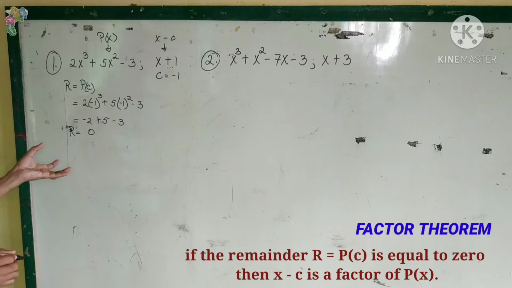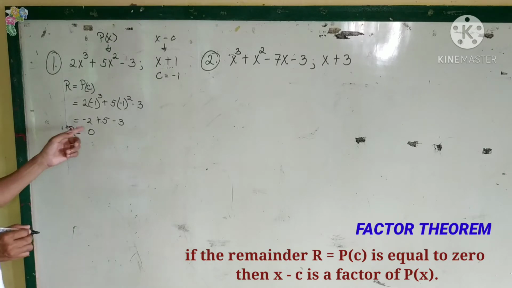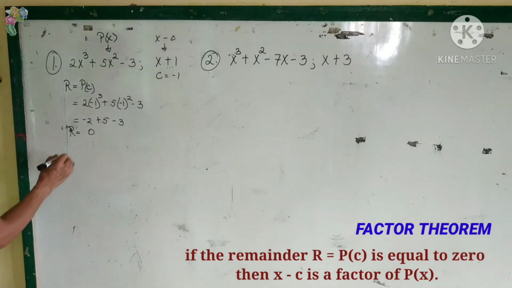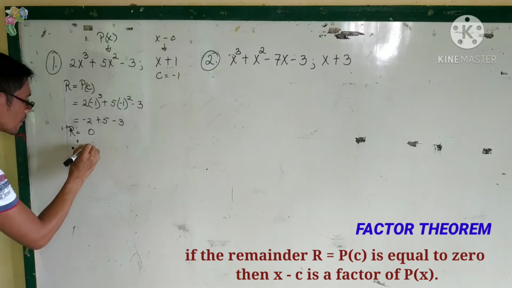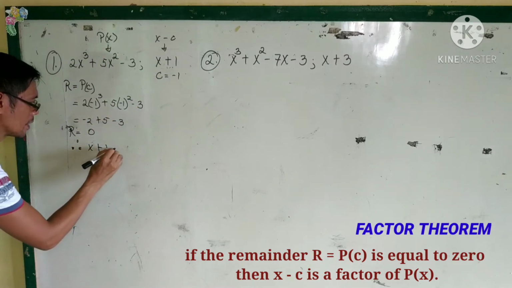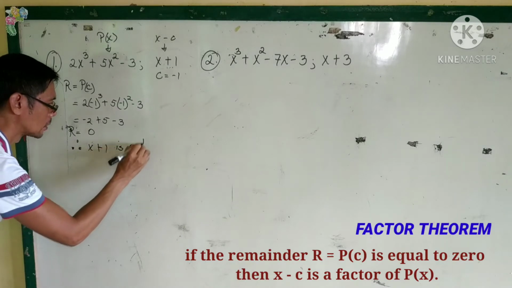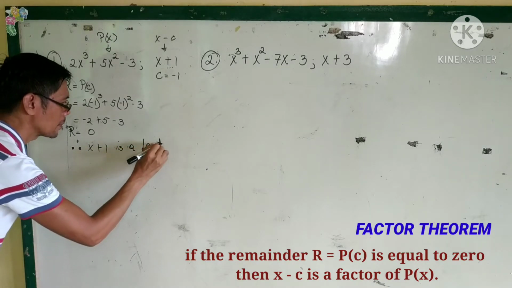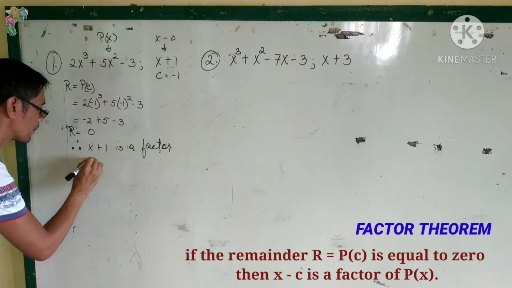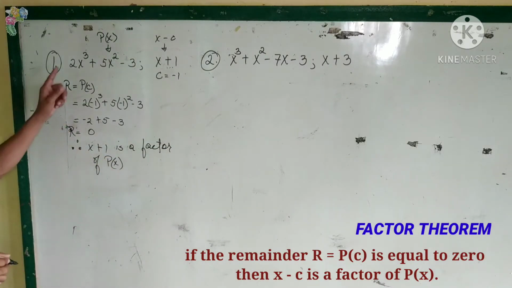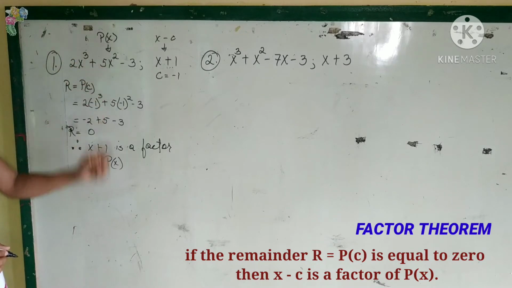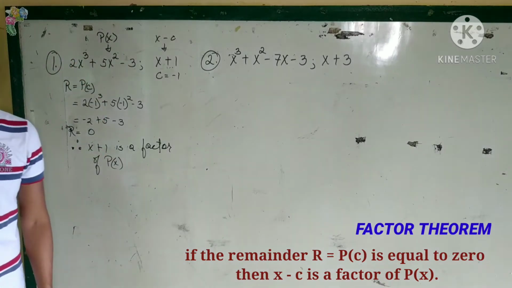Since we showed that the remainder is equal to 0, therefore, we say that x plus 1 is a factor of the given p of x. What is our p of x? That is 2x cubed plus 5x squared minus 3.